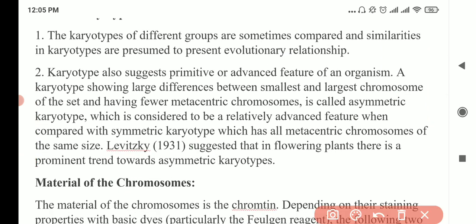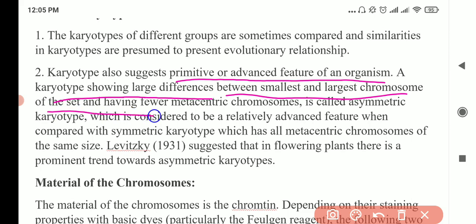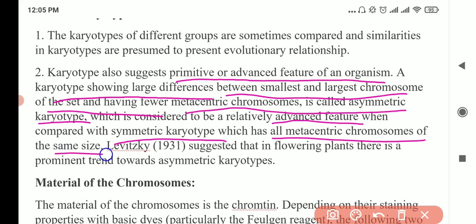Okay, then point number 2, it also suggests primitive or advanced features of an organism. The karyotype showing large differences between the smallest and largest chromosome of the set, having few metacentric chromosomes, is called an asymmetric karyotype, which is considered to be an advanced feature, when compared to the symmetric karyotype, which has all metacentric chromosomes of the same size.